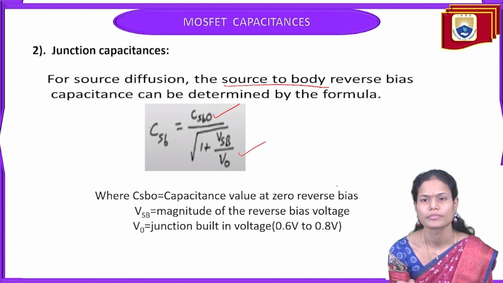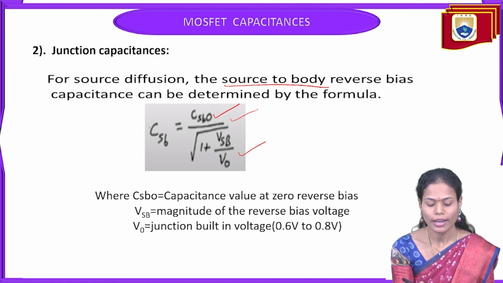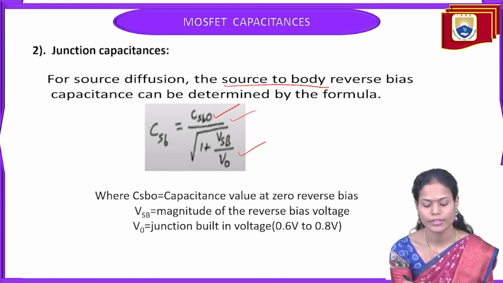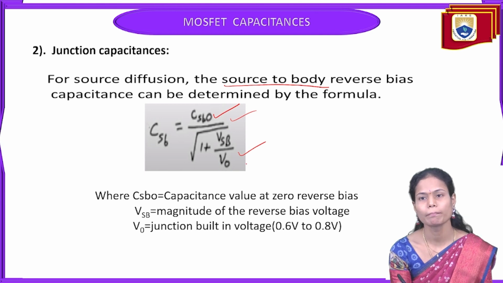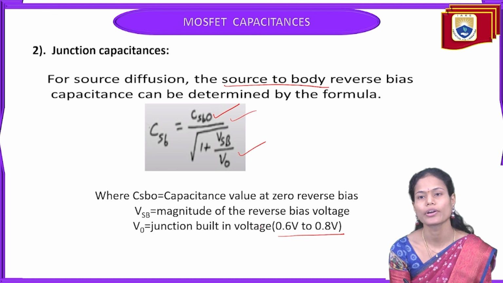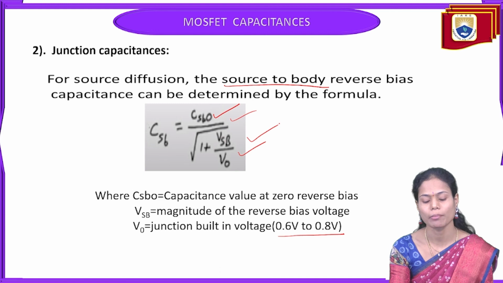That is, at zero reverse bias conditions, we are not providing any bias here. And VSB is nothing but the magnitude of the reverse bias voltage, and V0 is the junction built-in voltage, almost in the range of 0.6 to 0.8 volts. So this is the formula for the source to body capacitance.